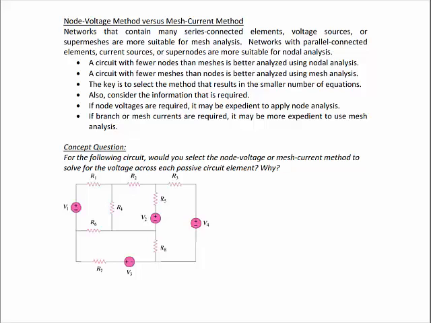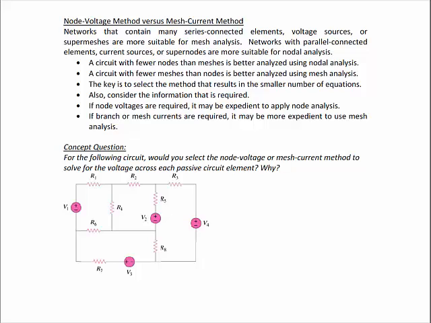Because typically what you want to do is to select the method that reduces the number of equations. The fewer equations, the fewer points where you could potentially make a mistake with your math or with writing the equations. Also, you want to sometimes consider the information required. If I ask you to find node voltages, it's probably better to do nodal analysis. If I ask you to find mesh currents, it's probably better to do the mesh current method.